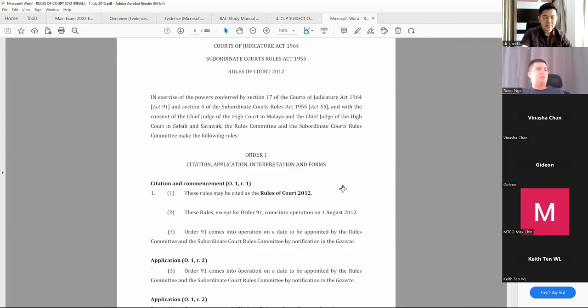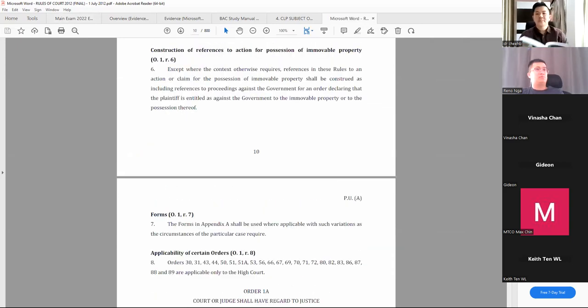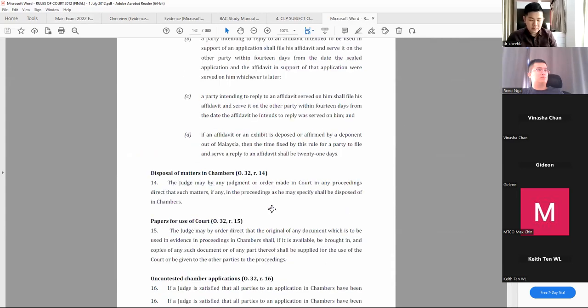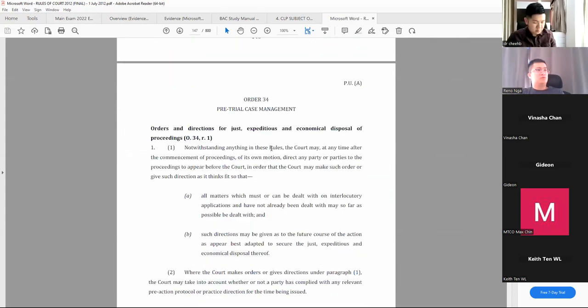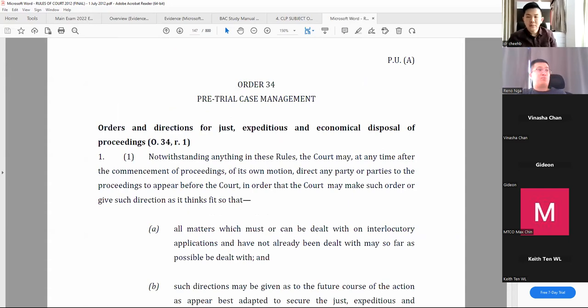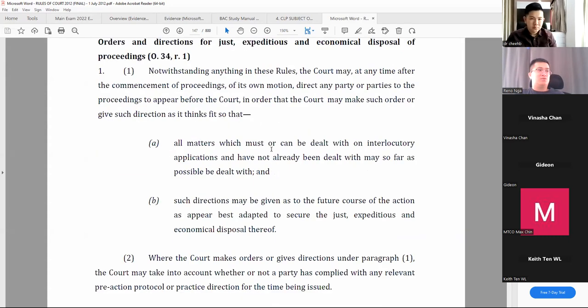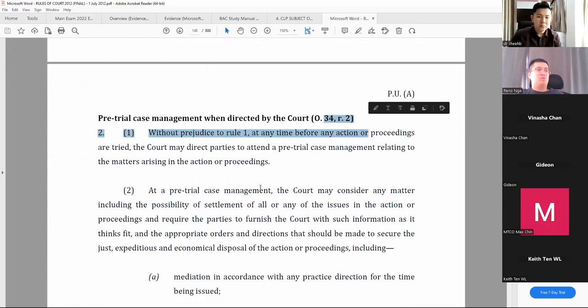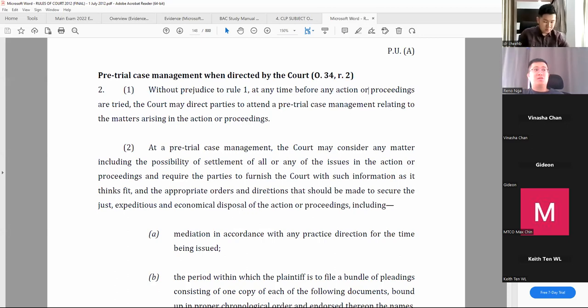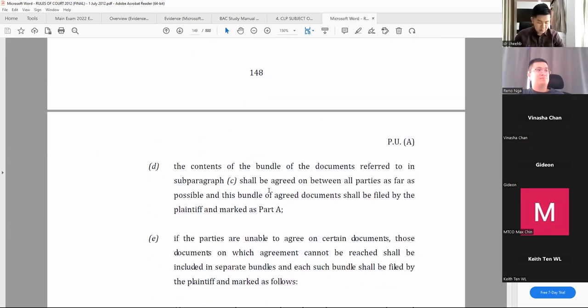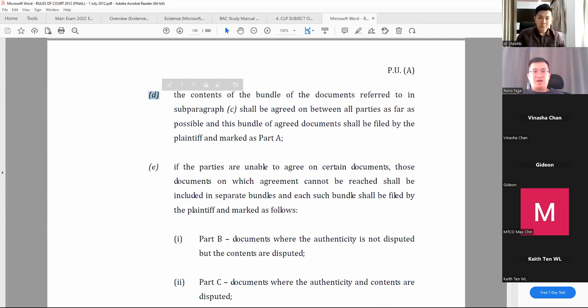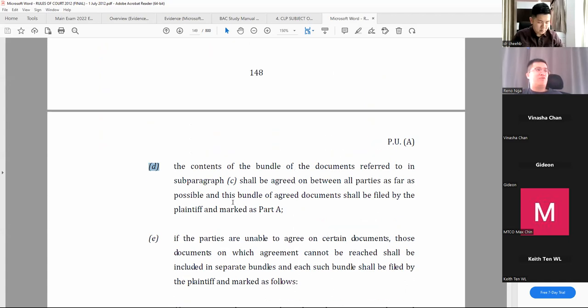Okay, let us go to order 34. So, order 34, the title is pre-trial case management, which means before trial, what you need to do. If you look at order 34, rule 2, sub rule 2, sub D, let me read out for you guys. The contents of the bundles of documents referred to in subparagraph C shall be agreed on between all the parties so far as possible, and this bundle of documents shall be filed by the plaintiff and marked as part A.